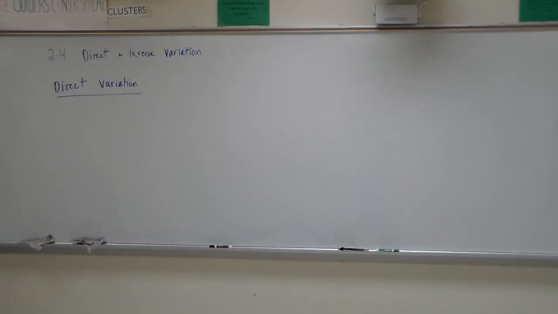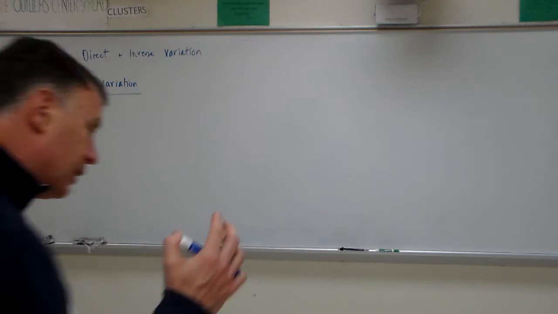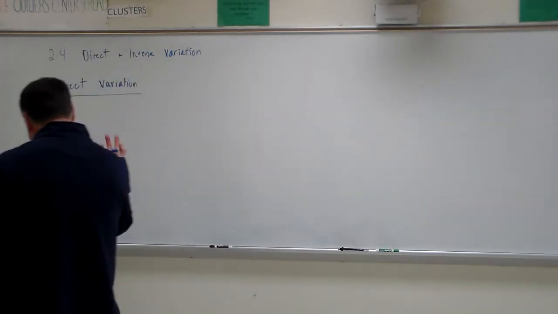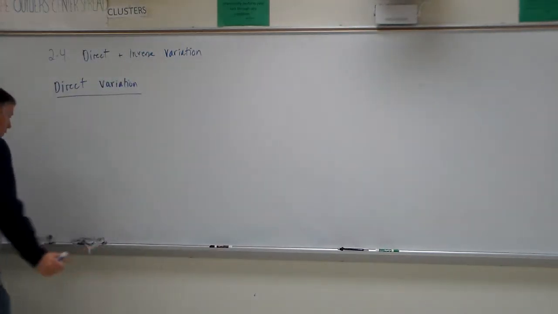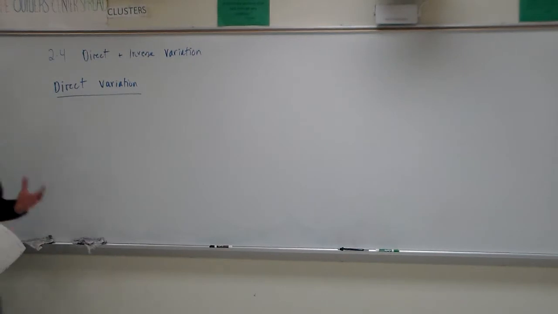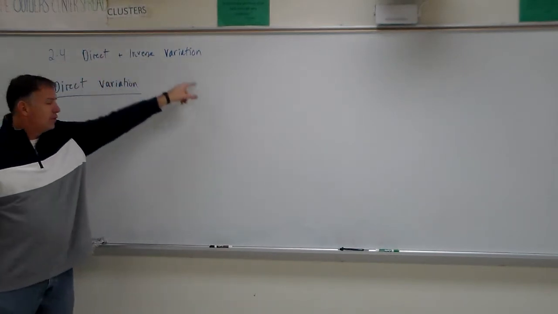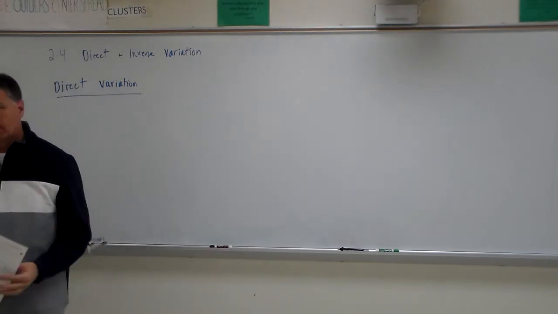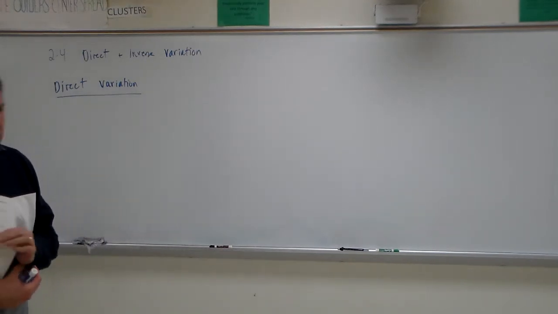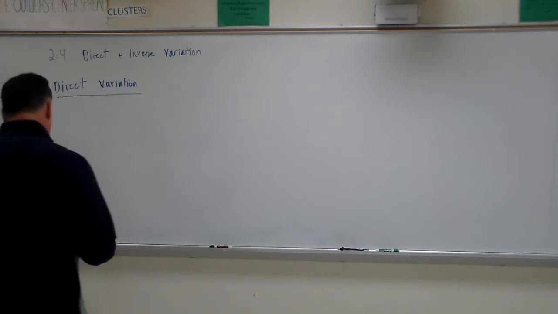Okay guys, so we're going to finish up section 2.4. Section 2.4 is writing equations of lines, but we're going to talk about what's called direct and inverse variation. It's frequently seen on the MCAS test, so that's why we go over it, okay?